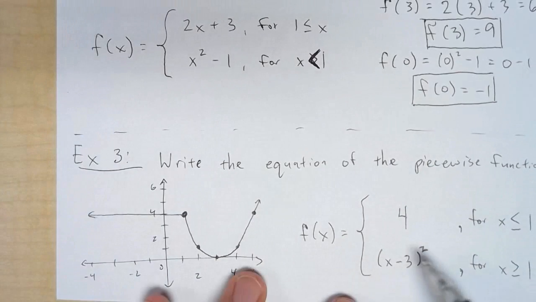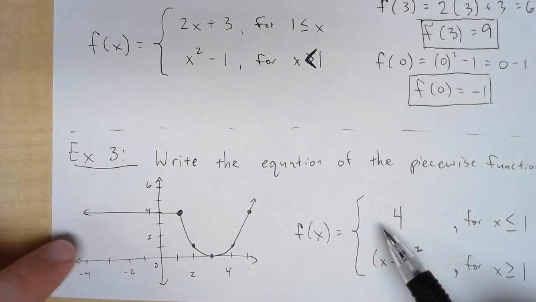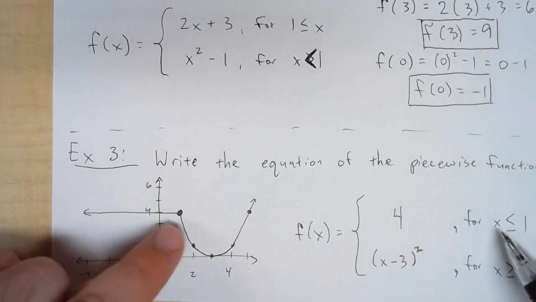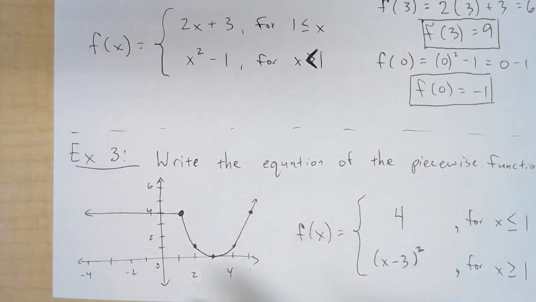It's just moved right. So this is the written form of the piecewise function. We've got 4 for when x is less than or equal to 1, and x minus 3 quantity squared for when x is greater than or equal to 1. And see how this arrow keeps going at the end?